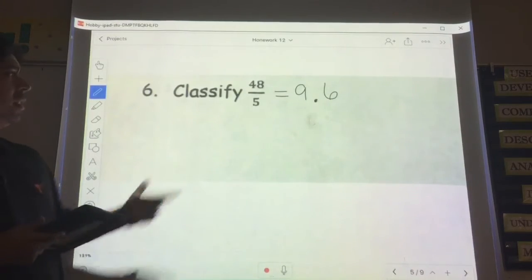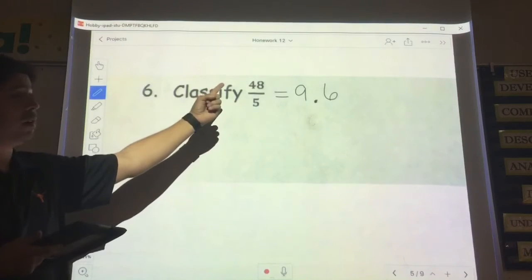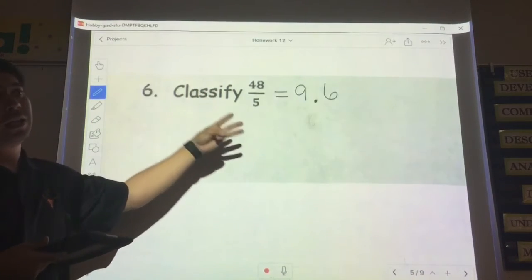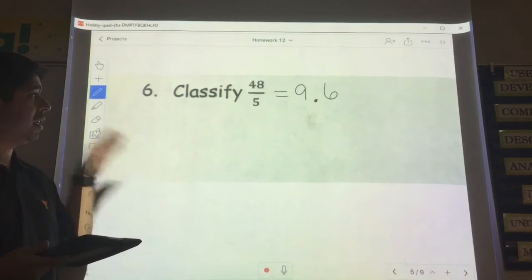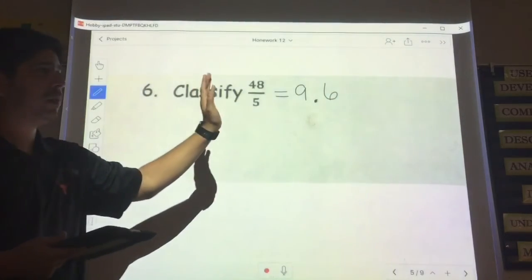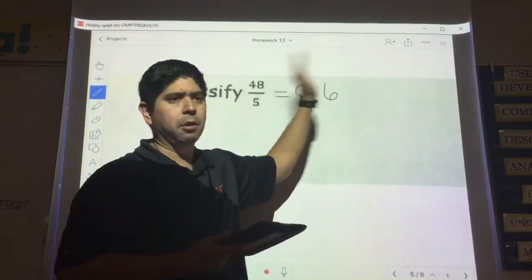Okay. So since it is a decimal, I had one like this yesterday. It can't be a whole number, it can't be a natural number, can't be an integer, because none of those three have decimals. So the only thing it can be is a rational number. It does terminate, so it does stop. The decimal doesn't keep going.